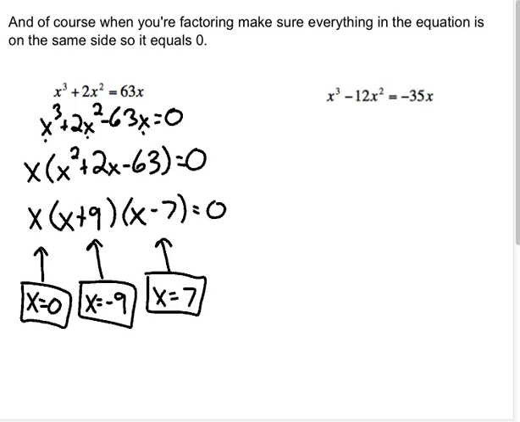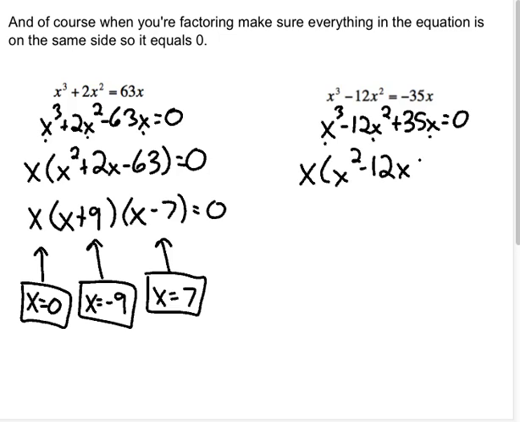And last, but certainly not least, oh, actually not ready for that yet, because it's not set equal to 0. I need to add that 35x over. Now once I've done that, now I have everything on one side and it equals 0. Now I know x is in everything, so I pull that x out. And I'm ready to factor that quadratic that's left.